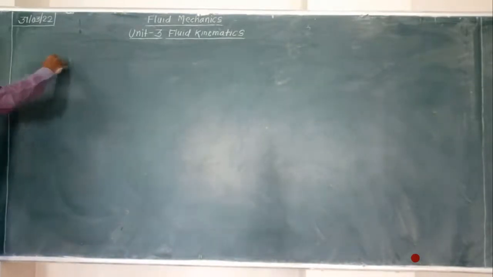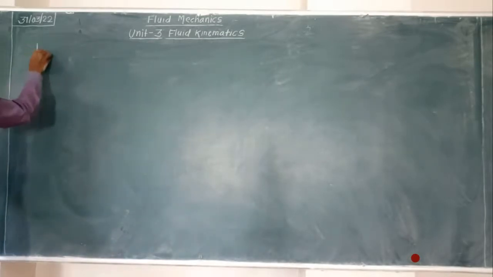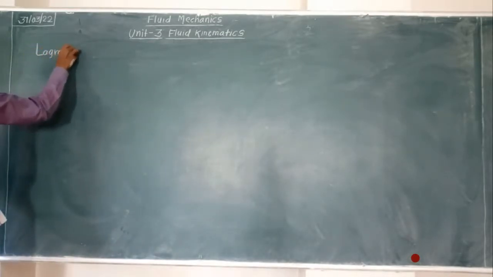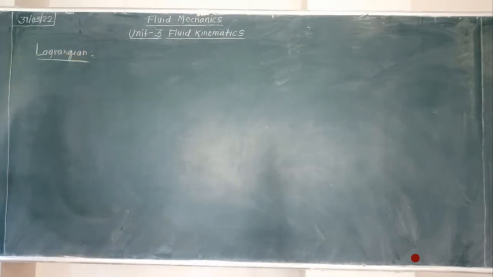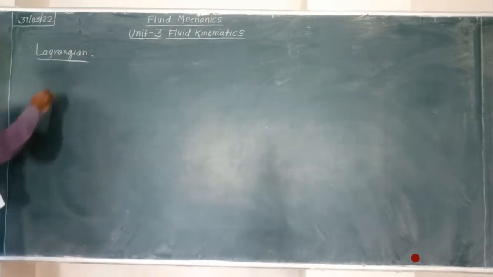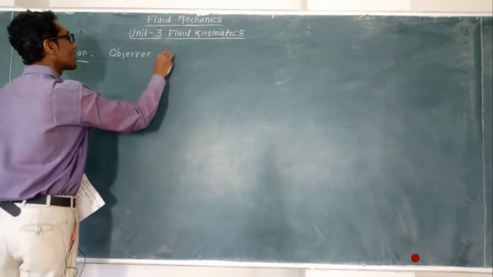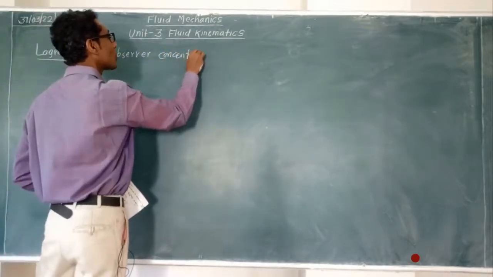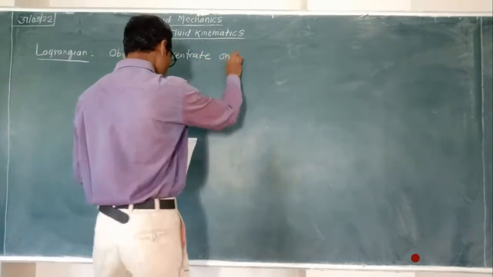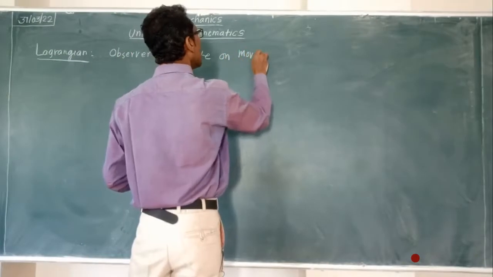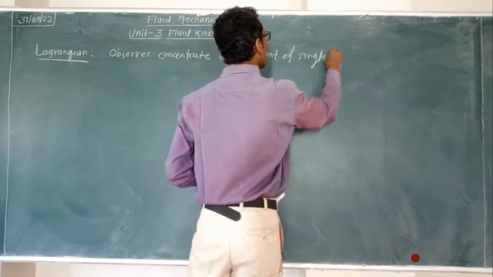So now we will have here mathematical treatment by the Lagrangian approach. Here the change in a parameter is to be calculated. How? For that, in this case, as we discussed, the observer concentrates. Concentrate means what? Focus. The observer concentrates on the movement of a single particle.